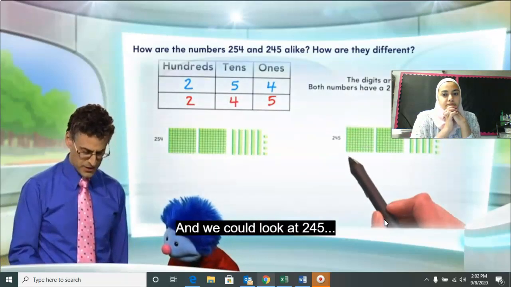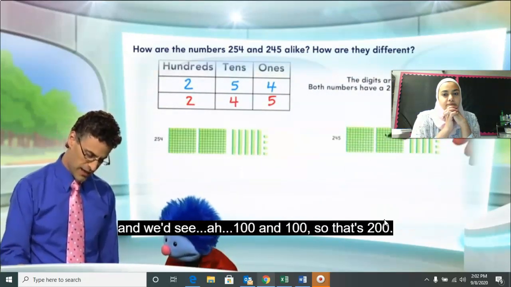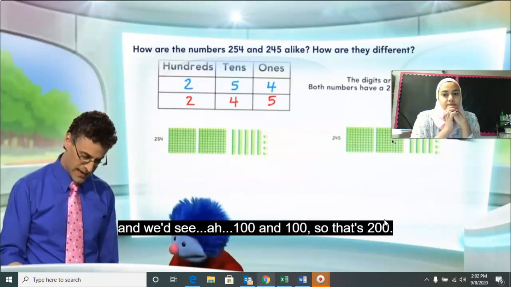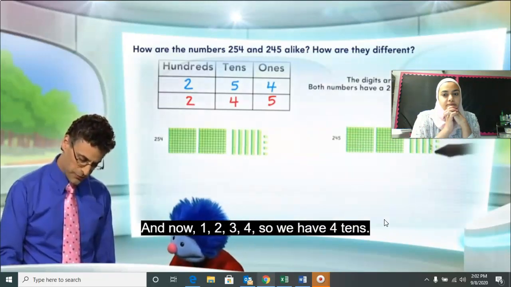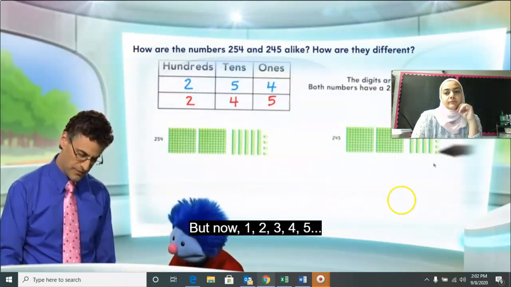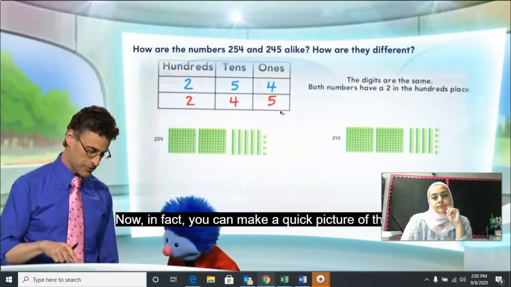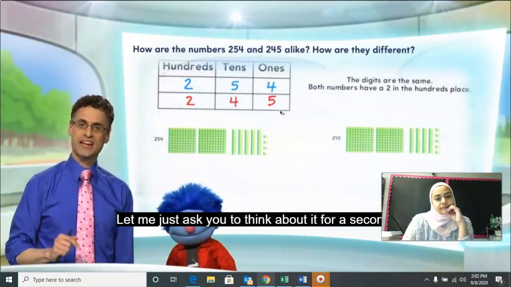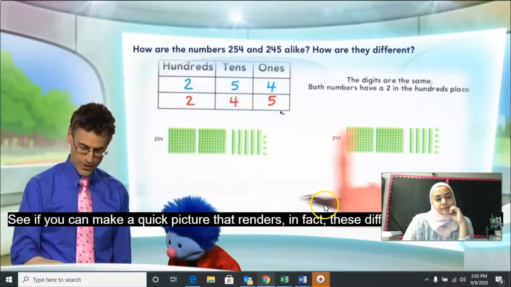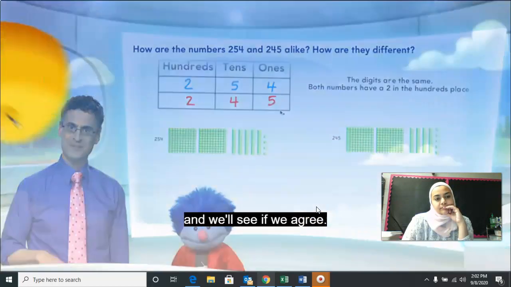And we could actually do the same thing with the other number if we wanted to. Right. And we could look at 245, and we'd see 100 and 100, so that's 200. And now, 1, 2, 3, 4, so we have 4 tens, but now 1, 2, 3, 4, 5, 5 ones. Exactly. Now, in fact, you can make a quick picture of this. And let me just ask you to think about it for a second. See if you can make a quick picture that renders, in fact, these different base 10 blocks, and we'll see if we agree.